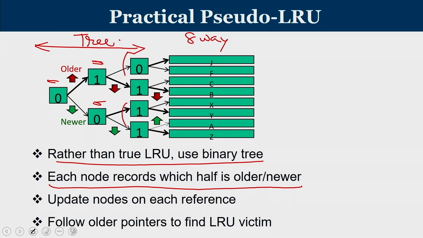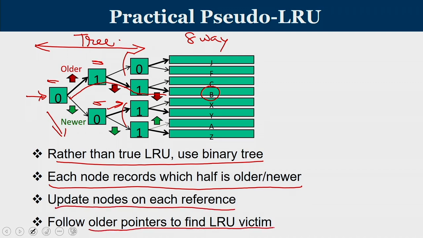Each node records which half is older. When I put 0, that means the upper half is older and the lower half is newer. Similarly, here 0 means the upper half is older and the lower half is newer. You can see that this is a bold arrow, a bold path. If you look into this particular line of this set, it is the older one. You update the nodes on each reference and you follow the older pointers to find the LRU victim. So, this is basically your LRU in this context.